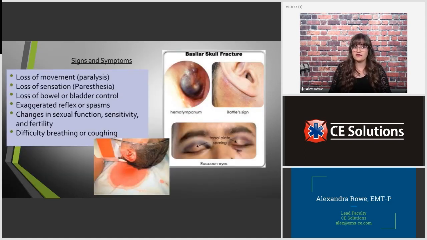Loss of movement completely, so that's paralysis. Loss of sensation, paresthesia. Loss of bowel or bladder control.